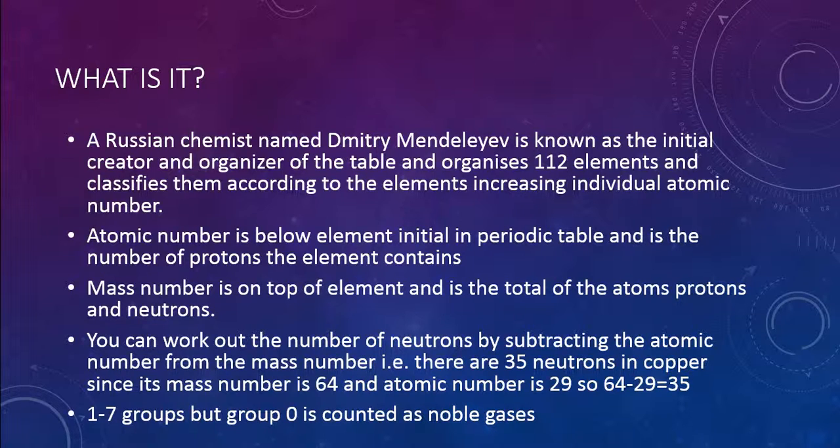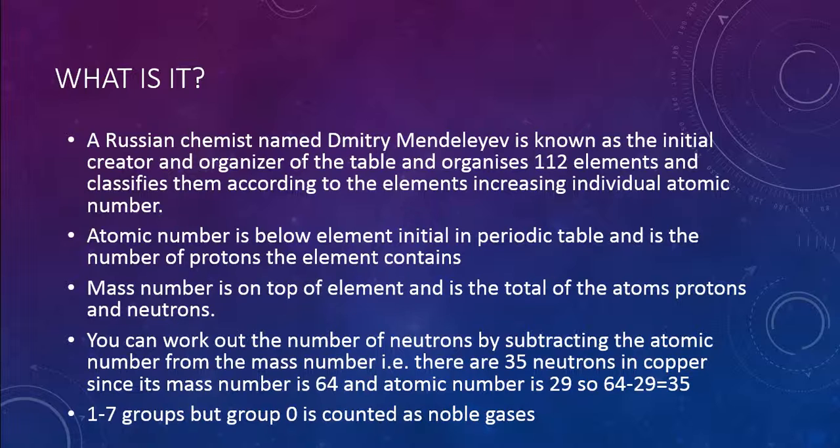So the atomic number is the number of protons, and the mass number is on top of the element, and is the total number of protons and neutrons added together. You can also work out the number of neutrons by subtracting the atomic number from the mass number. So for copper it would be 64 minus 29, which equals 35. So that means there are 35 neutrons within copper.